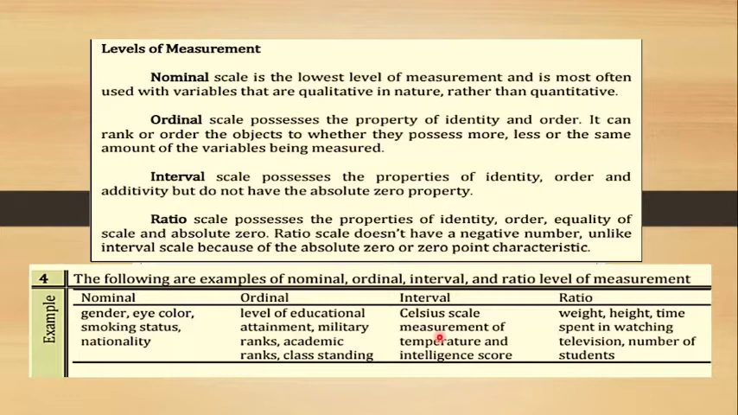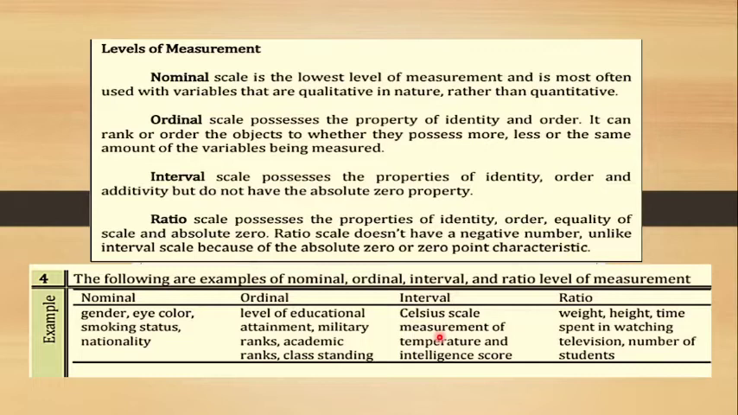So examples of nominal scale: gender, eye color, smoking status, nationality. No? How about ordinal? Examples of ordinal scale: level of educational attainment, military ranks, academic ranks, and class standing.